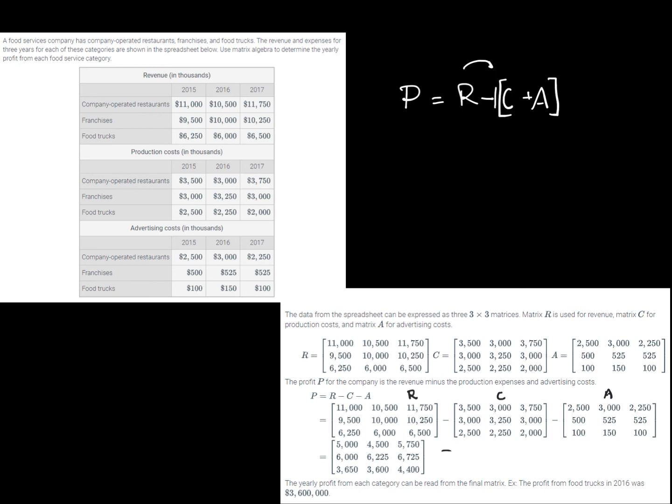If we have food trucks in 2016, it's the middle column, the 2016 column, and it's the revenue in 2016 from food trucks minus the production costs in 2016 from food trucks minus the advertising costs in 2016 from food trucks, for a total of 6,000 minus 2,500 minus 150, which is 3,600. So the profit is $3,600 for food trucks in 2016.